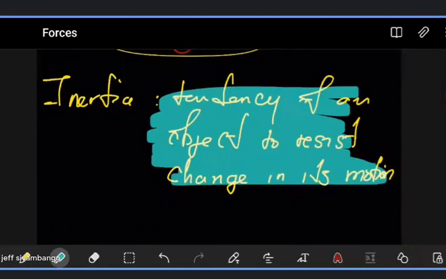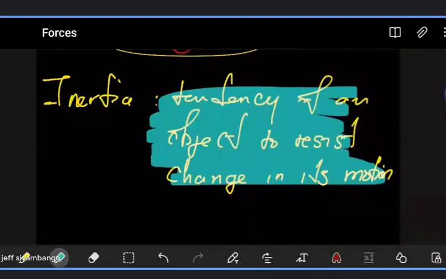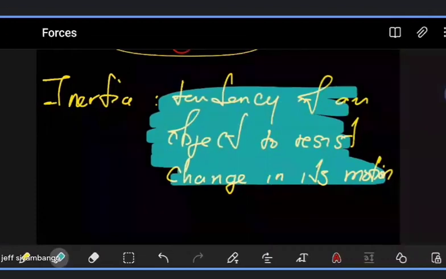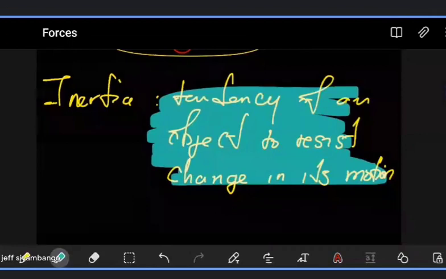What does that mean? If an object is at rest, the tendency will be to continue being at rest. If an object is in motion, the tendency will be to continue in that state of motion. So the only thing that makes it stop doing that would be an external force, again the same thing that Newton's first law talks about. This resemblance in the two is the reason why Newton's first law is also called the law of inertia.